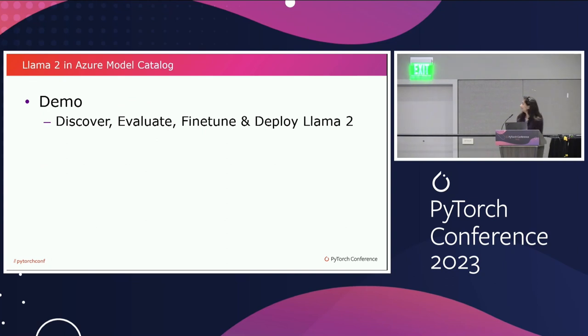So with that, let's transition to a demo of how a user can come in. This capability is publicly available. And at the end of this deck, I have a link to a blog where you can learn more about it and get access to the model and try it out. But let me show you how you can actually use this in Azure Model Catalog.